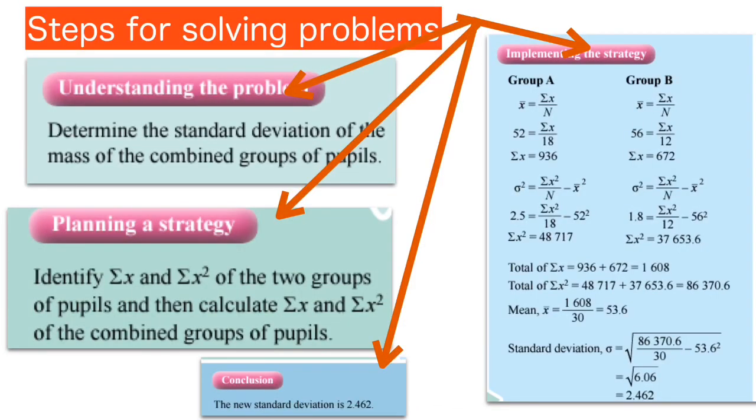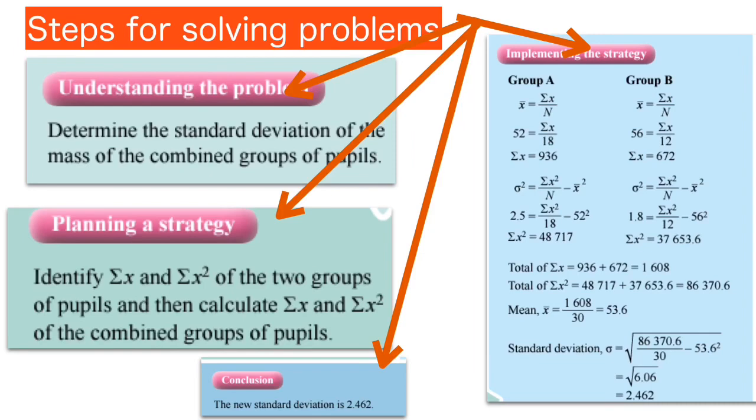Step 3 is implementing the strategy. For group A, we are given the mean and the number of students, so we can find the summation of the data, the total. Total data is 52 times 18, which is 936 for group A, and for group B total data is 56 times 12, which is 672. Then we write down the variance formula.